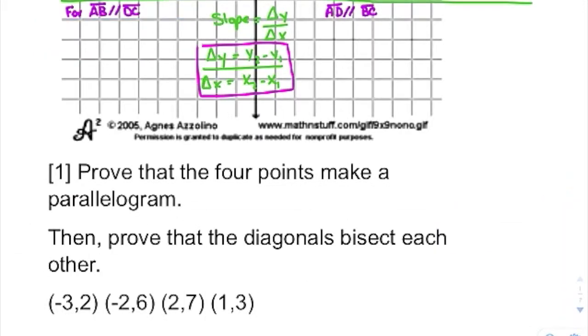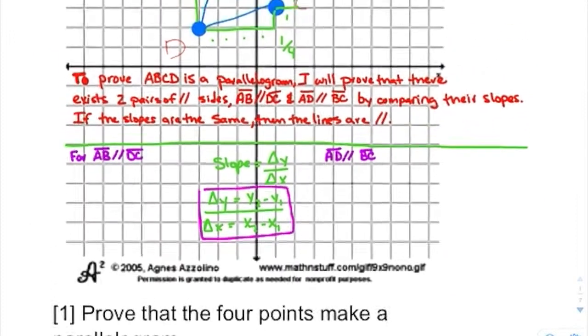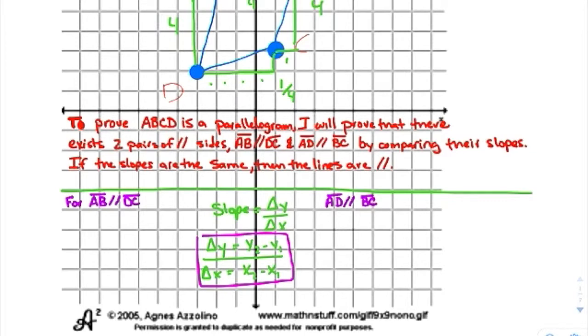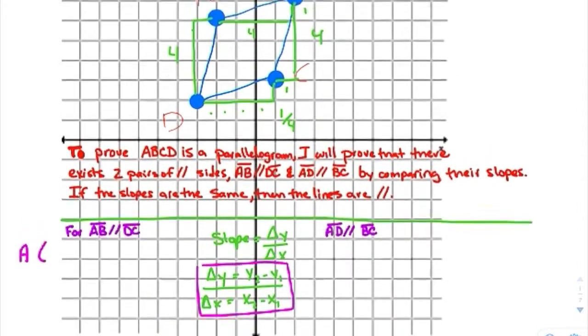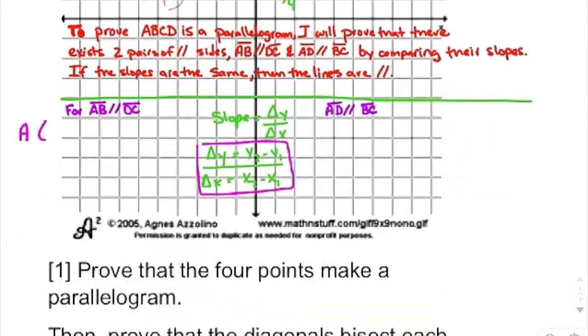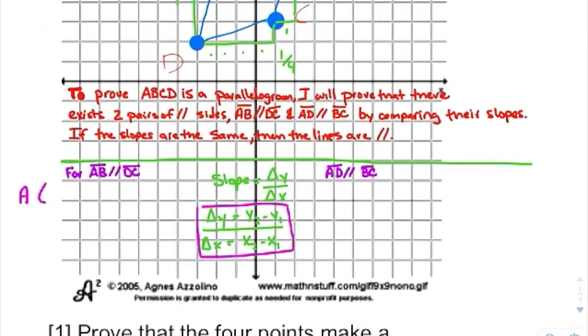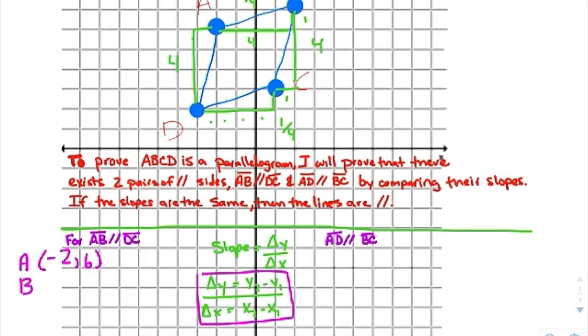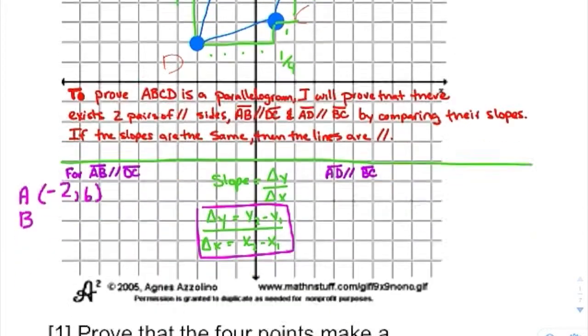Okay. So I'm going to reference my diagram above. Since I already have everything nicely labeled, all I have to do is just grab some values here. For AB, I need the A coordinates. So the A coordinate is 2, 3, 4, 5, 6. So negative 2 comma 6, which is right there. The B coordinate is 1, 2, 3, 4, 5, 6, 7. So 2 comma 7.